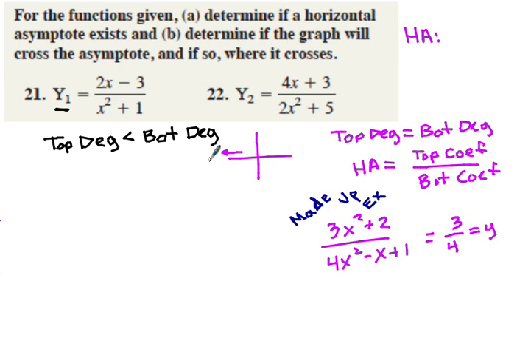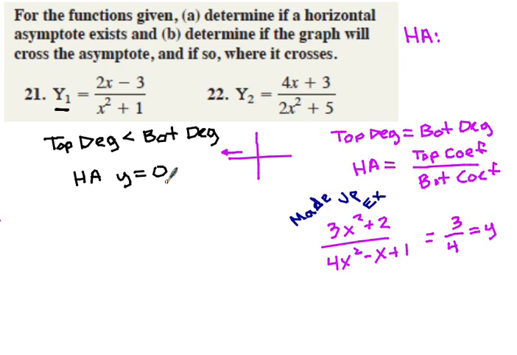Okay? So when this happens, our horizontal asymptote is y equals 0. So anytime you have a degree on the bottom that's bigger than the top, we'll approach 0. So for your homework, the horizontal asymptote is y equals 0 for number 21 because the degree is bigger on bottom.